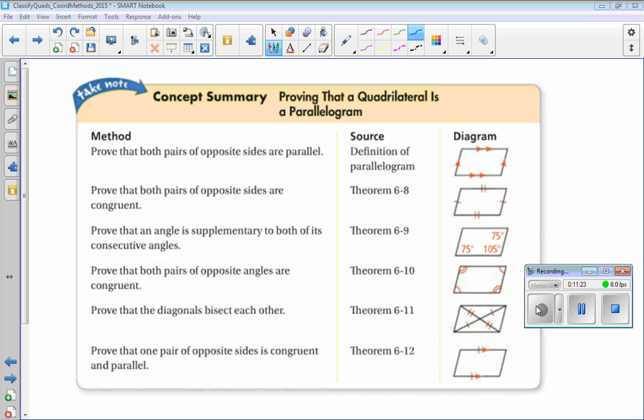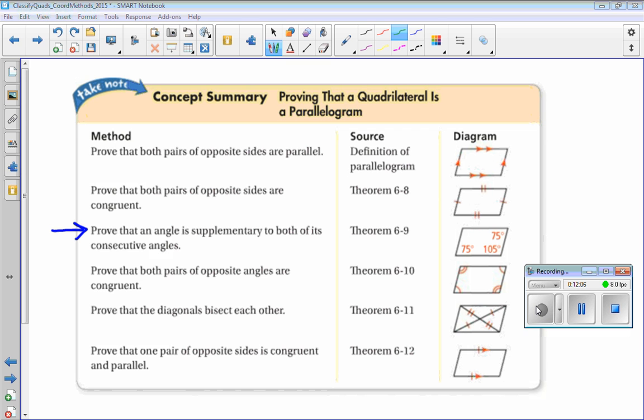If you look at this third one here, that an angle is supplementary to both of its consecutive angles. What does that mean? Well, consecutive means that they're the ones that are adjacent with the parallel lines, right? Consecutive interiors, so to speak. So if I can say that the 105 and the 75 are supplementary, and the 75 and the 105 are supplementary, isn't that a parallelogram? Well, look at this. If these two are supplementary, doesn't that prove that that's parallel? And if the other two are supplementary, doesn't that prove the other two are parallel? Right? So really, I'm just proving parallel again. It's a different way to do it.